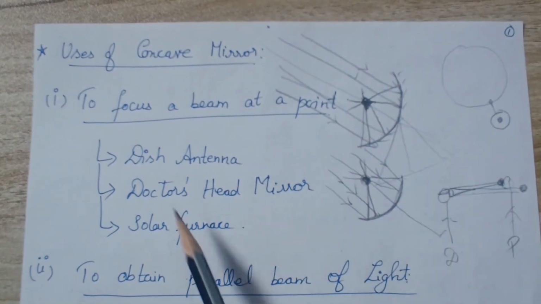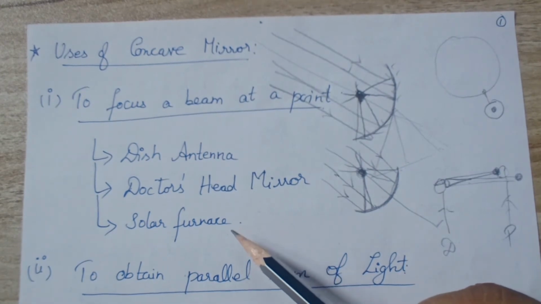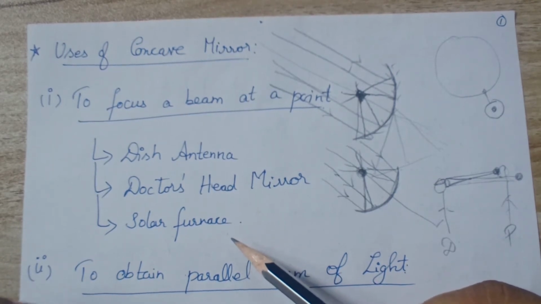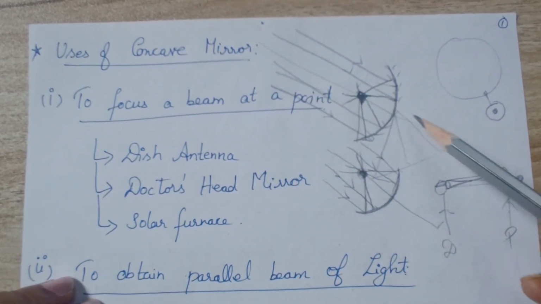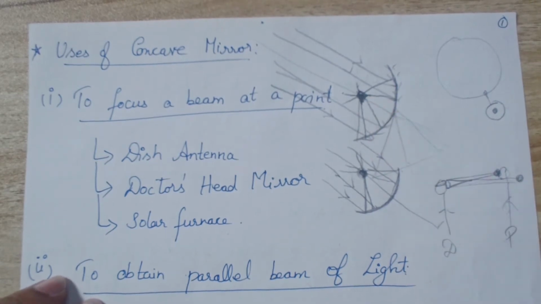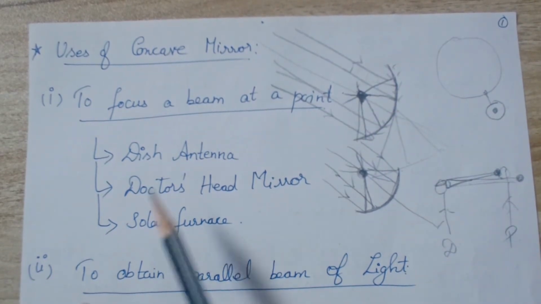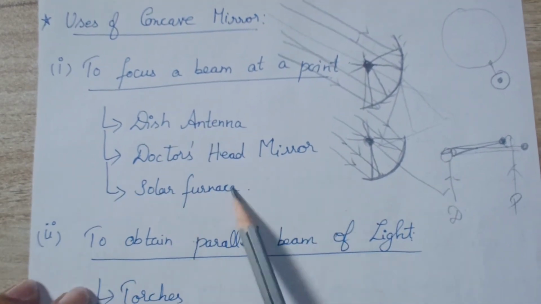So the aim of these three things is to focus the light source or heat energy or electromagnetic radiation at a point. Okay, this happens when the light or waves are parallel to the principal axis, then it will be focused at a focal point. Okay, so these are the three uses. It is used in dish antenna, doctor's head mirror, and also solar furnace.